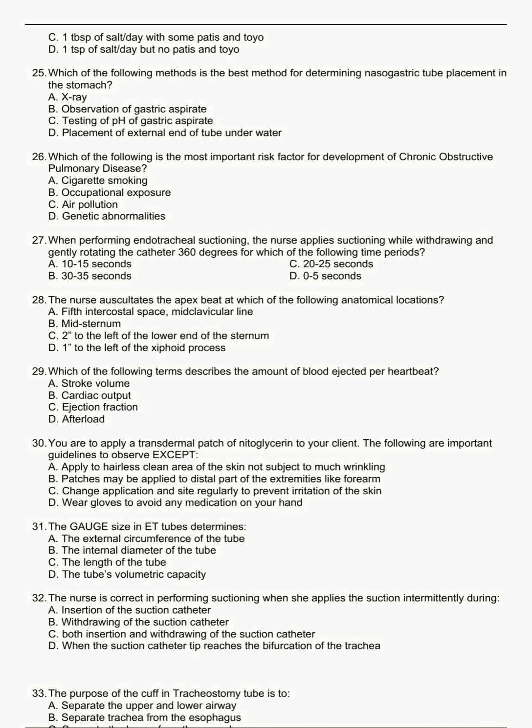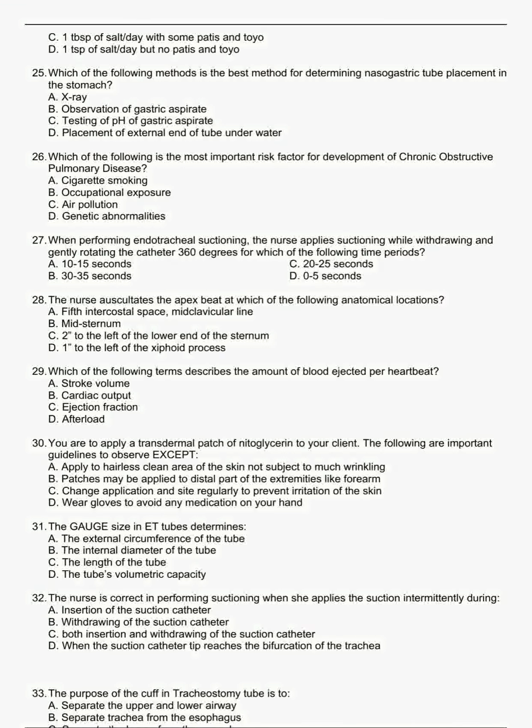32. The nurse is correct in performing suctioning when she applies the suction intermittently during: A. Insertion of the suction catheter. B. Withdrawing of the suction catheter. C. Both insertion and withdrawing of the suction catheter. D. When the suction catheter tip reaches the bifurcation of the trachea.